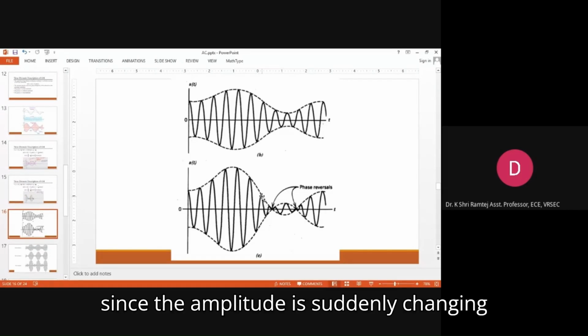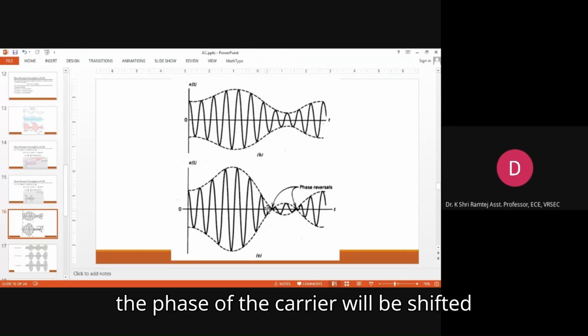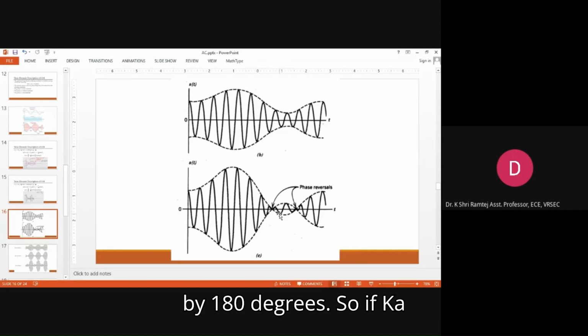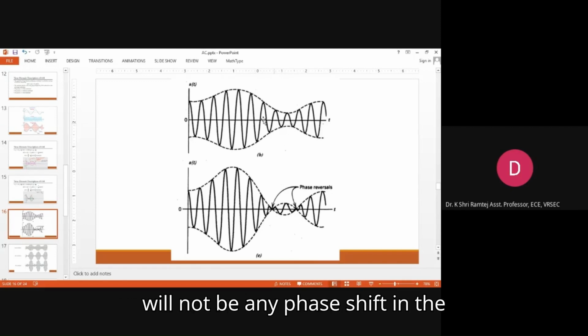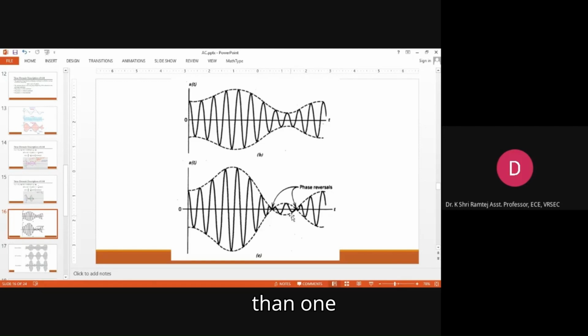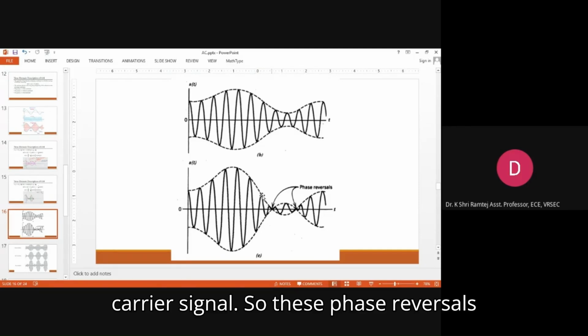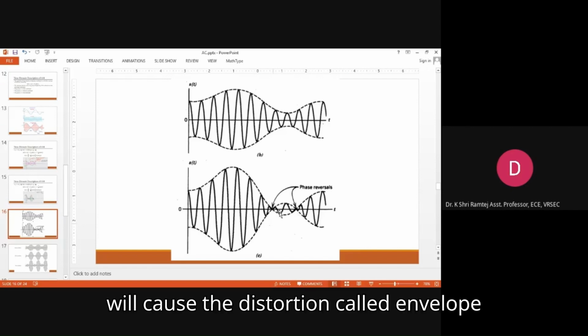So when the waveform is going below the 0 axis, since the amplitude is suddenly changing from positive value to negative value, the phase of the carrier will be shifted by 180 degrees. So if Ka value is less than 1, there will not be any phase shift in the carrier. But when Ka value is greater than 1, there will be a phase shift in the carrier signal. So these phase reversals will cause a distortion called envelope distortion.